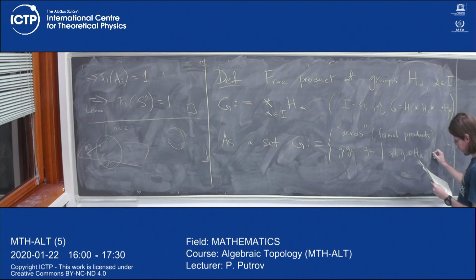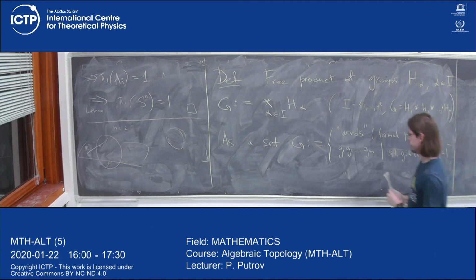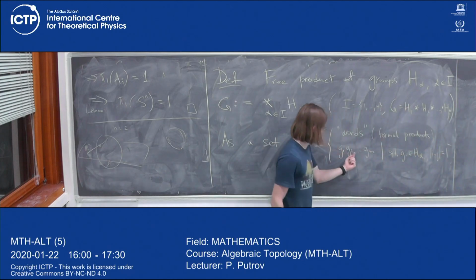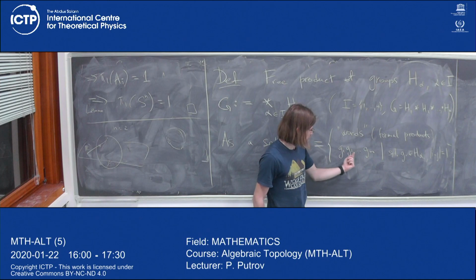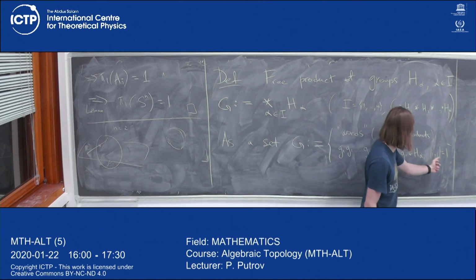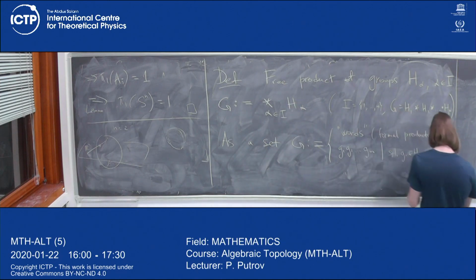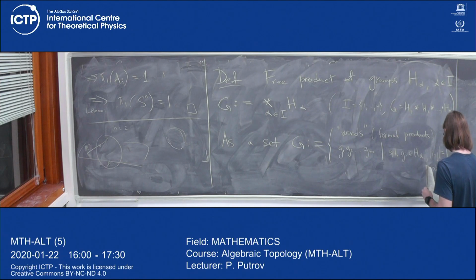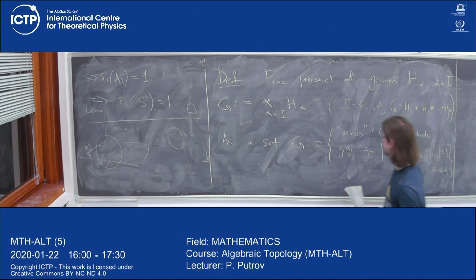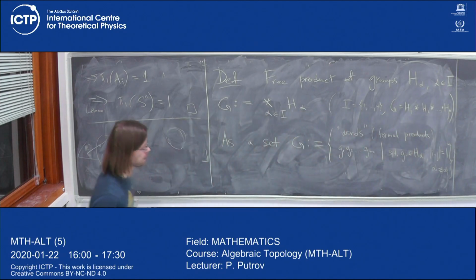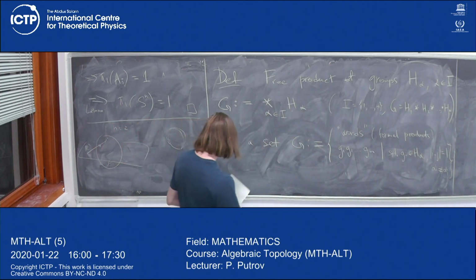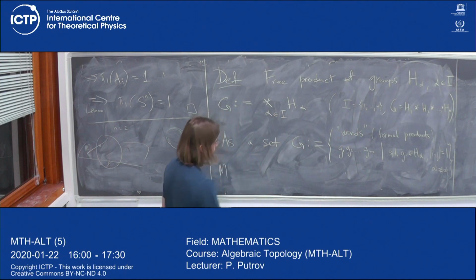And we also require that if I consider two neighbor elements, where the difference between indices is 1, then they need to belong to different groups. So this defines it as a set.